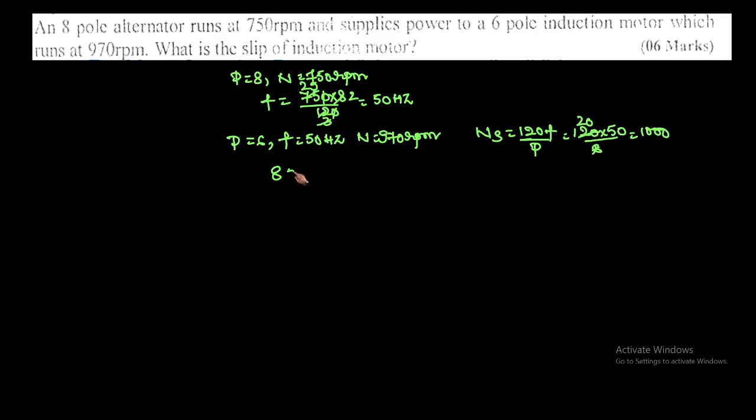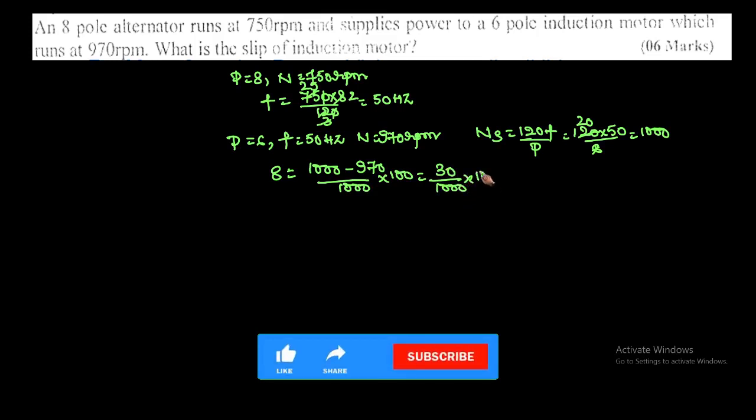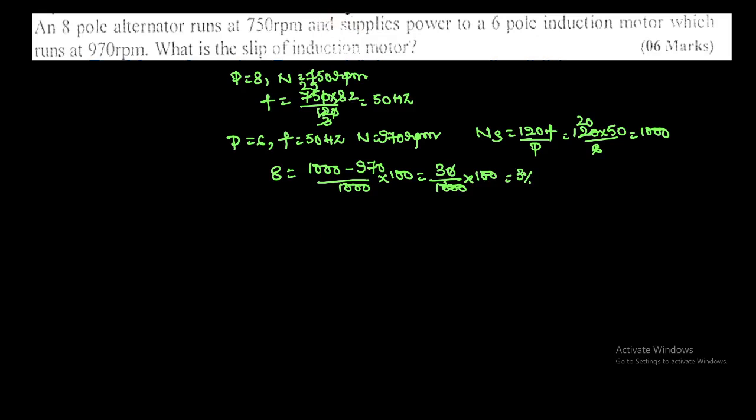Now he is asking what is the slip. Slip will be (Ns minus N) divided by Ns, into 100, that is (1000 minus 970) divided by Ns into 100. I am expressing it as a percentage. 30 divided by 1000 into 100. So you are going to get 3% slip in the induction motor. This is a very simple problem.